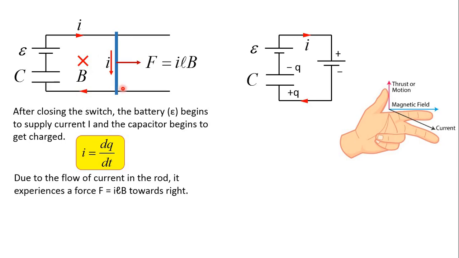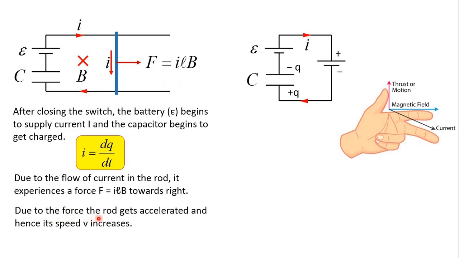So you adjust your fingers in such a way that the first finger is going into the screen and the second finger is downward along the current direction. You will see that your thumb is pointing in the rightward direction. That gives the direction of the force. So using Fleming's left hand rule, you can find out that the force acting on the rod is in the rightward direction. Now what will happen due to this force?